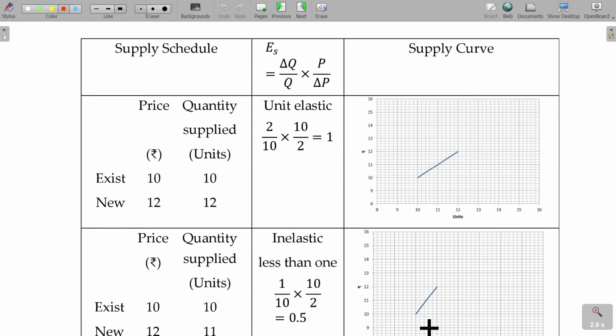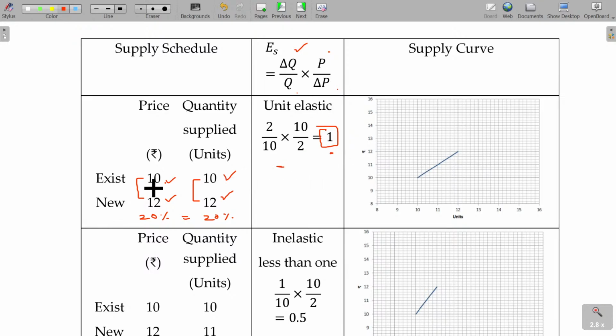And here also we have the 5 classifications, right? So here, when the price is 10, the quantity supplied is also 10, and suddenly the price increases from 10 to 12, and quantity supplied also increases from 10 to 12. The change in price is 20%, as well as the change in quantity supplied is also 20%. If both are same, you will get unitary elasticity of supply. The formula being change in quantity divided by quantity into price by change in price, right? So if you put that, you will be getting 1.